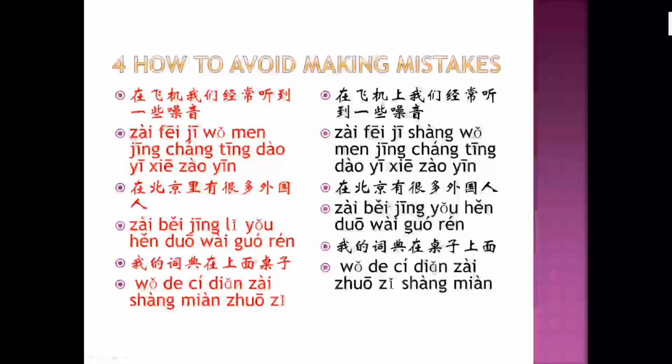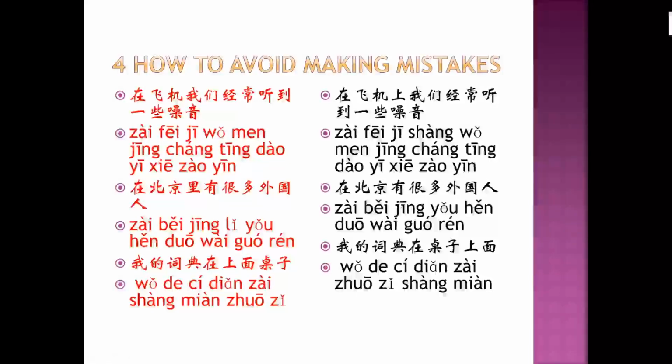And number two, there are a lot of foreigners in Beijing. So in Chinese, the correct one is 在北京有很多外国人. But the wrong sentence is 在北京里有很多外国人. We should delete this 里 here. When we say in Beijing, we don't use 里, just 在北京.